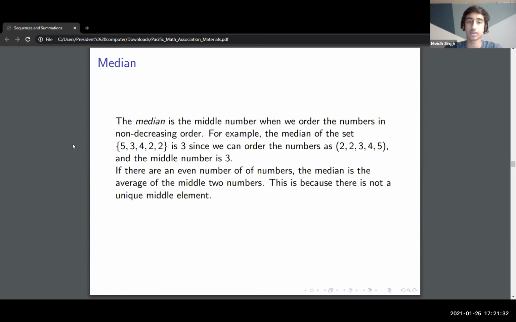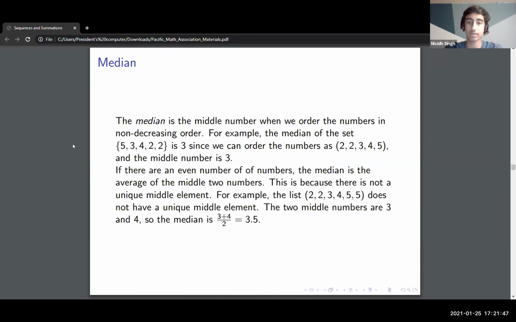If there are an even number of numbers in this set of numbers, then the median is the average of the middle two numbers. This is because there isn't a unique middle element, so we just find the average of the middle two elements. So one example of this is 2, 2, 3, 4, 5, 5. And this has an even number of elements, so we can't really find a number that's in the middle of everything. So we find the two middle numbers, which are 3 and 4, and we find the mean of them, or the average of them, which is 3 plus 4 divided by 2, which becomes 3.5.